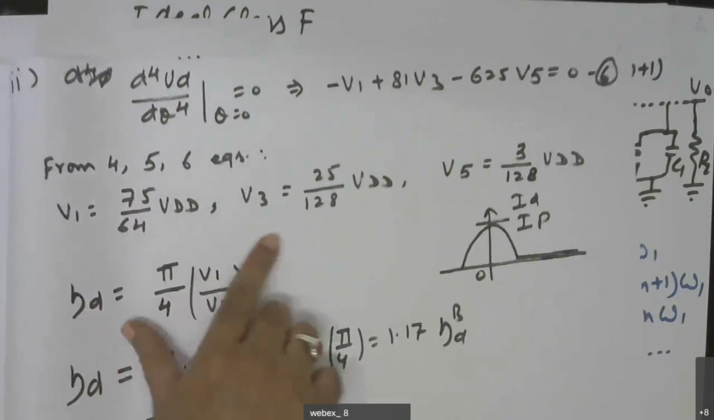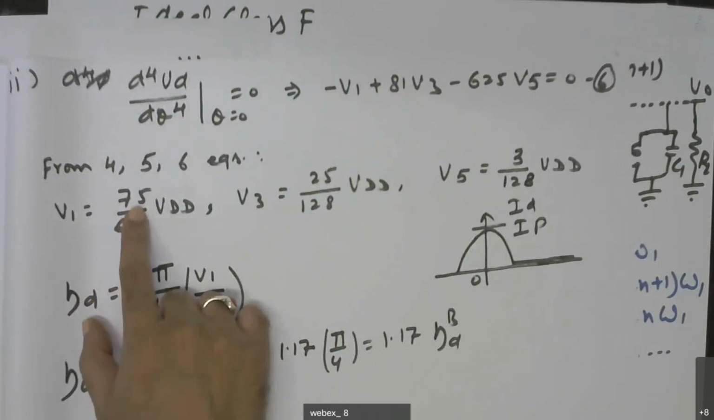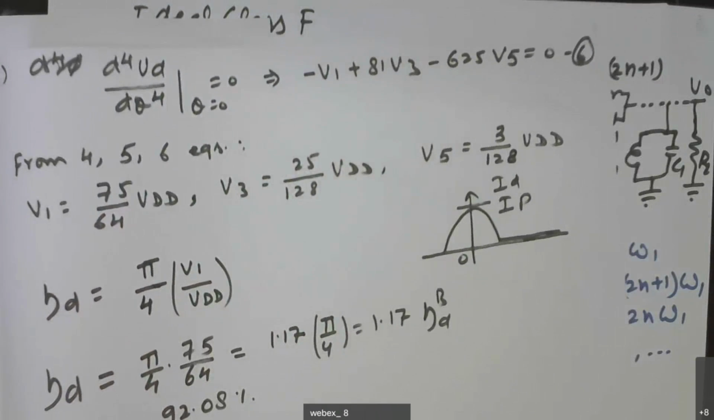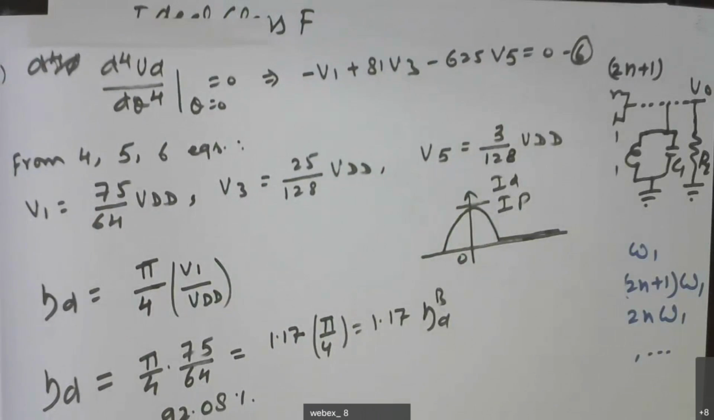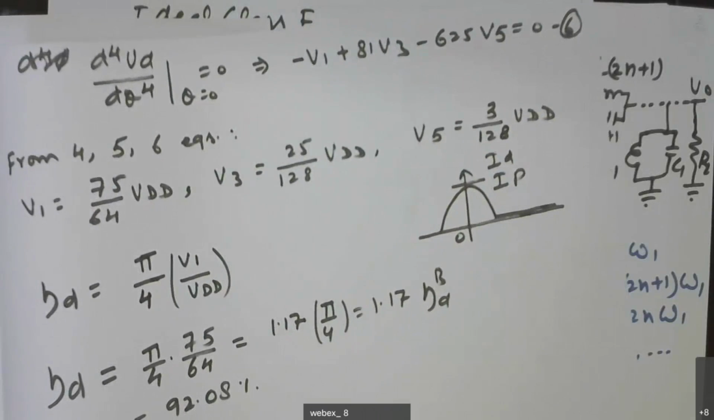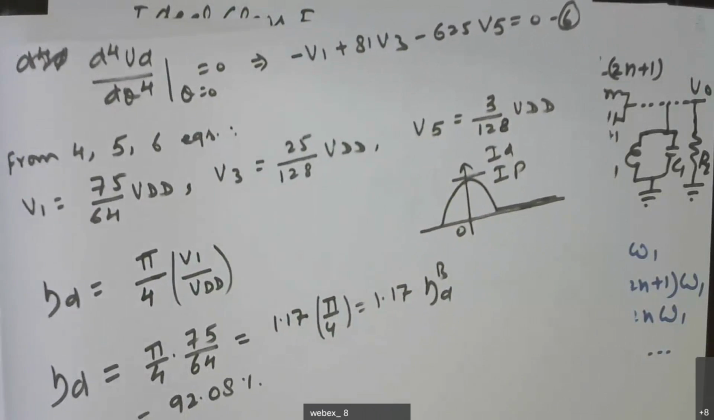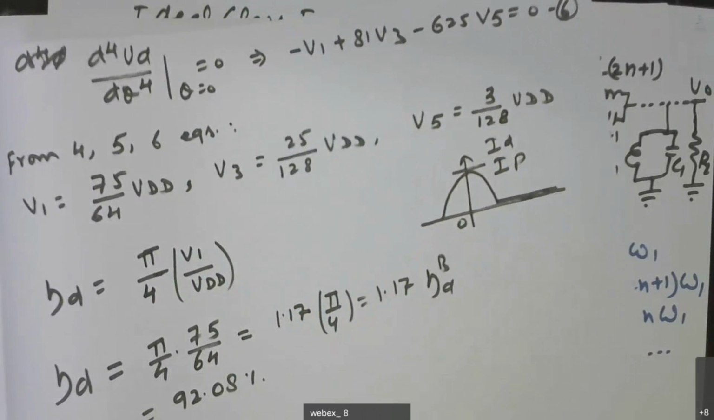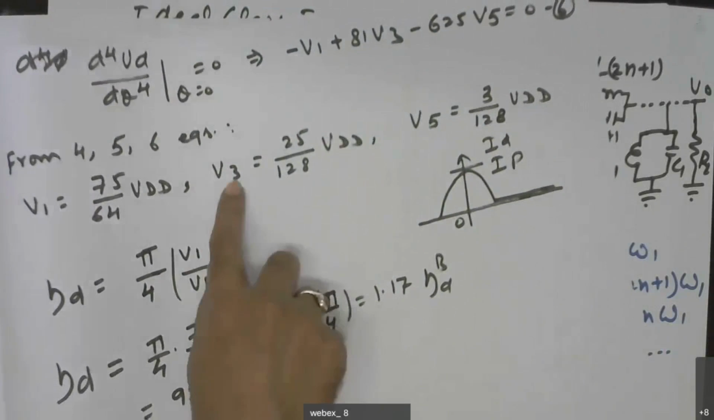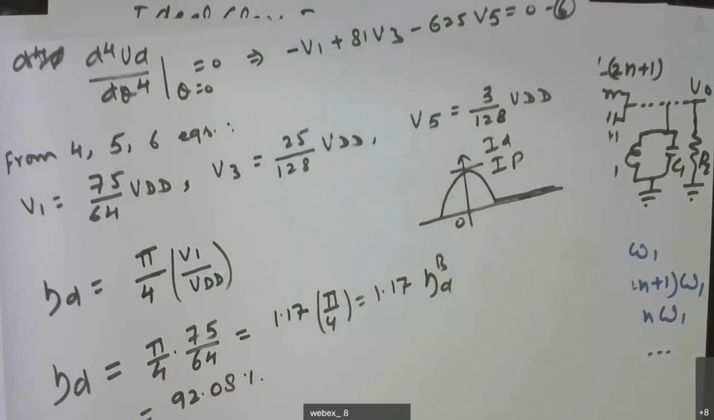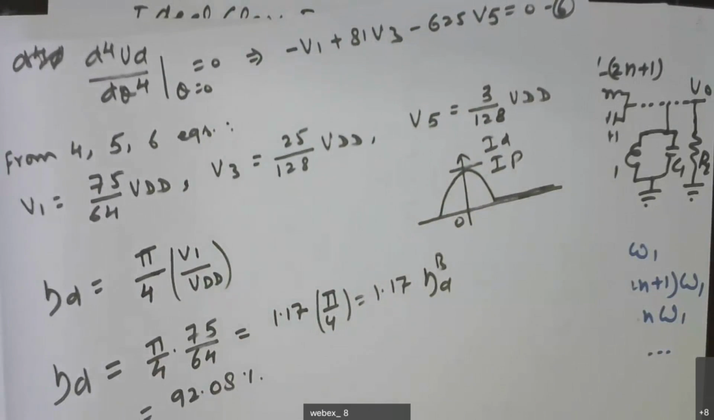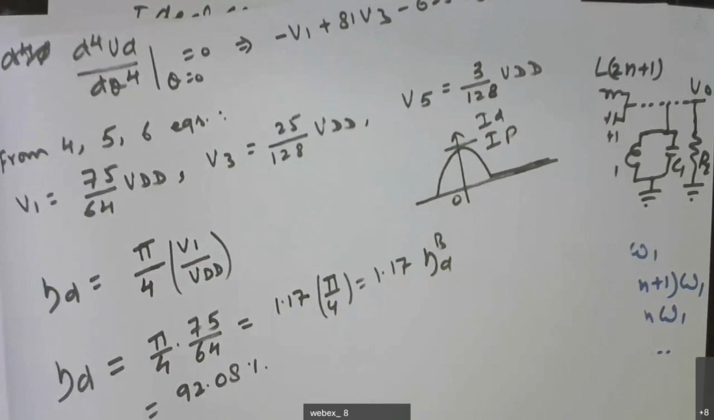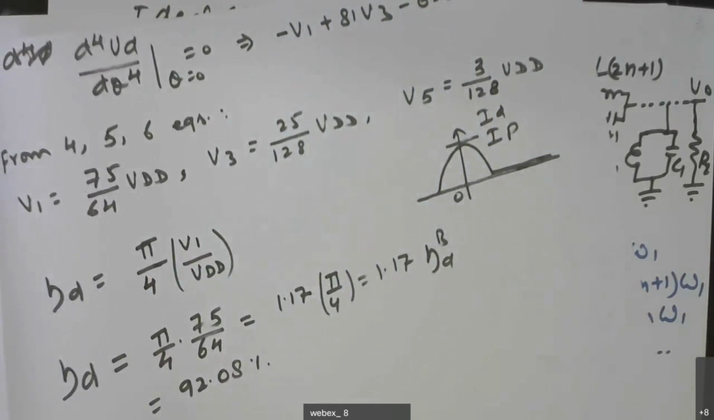So here we can see that for F35, the fundamental should be 75 by 64. Third harmonic will be 25 by 128. And fifth will be 3 by 128.